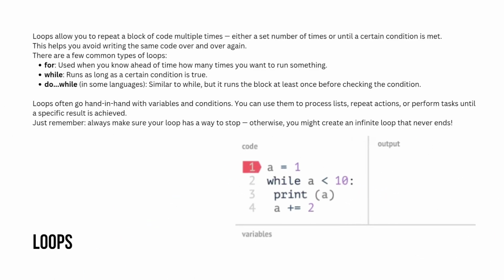Loops often go hand in hand with variables and conditions. You can use them to process lists, repeat actions, or perform tasks until a specific result is achieved. Just remember, always make sure your loop has a way to stop. Otherwise, you might create an infinite loop that never ends.